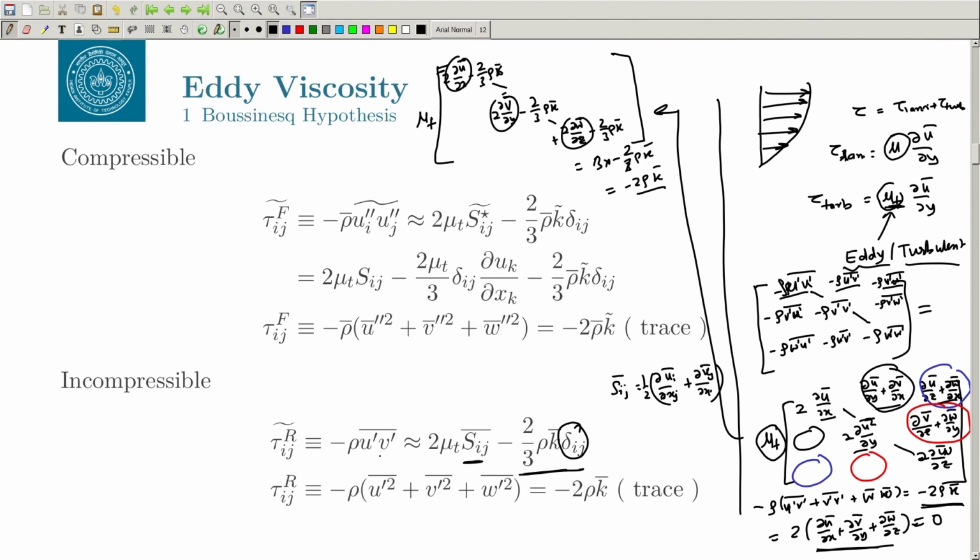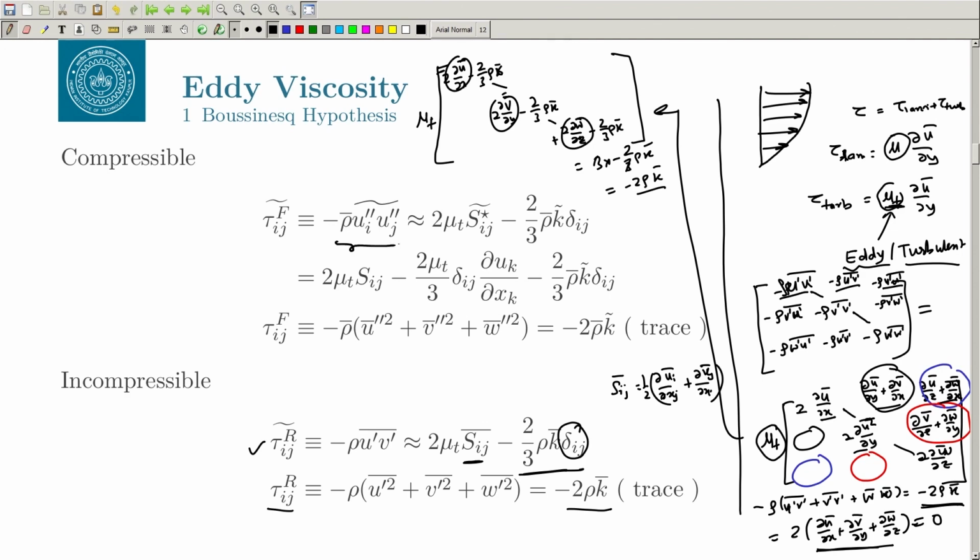So, we got the value of the Reynolds stress here for the incompressible flow, and it is also consistent because if you take the trace of this, you are getting the correct value. Now, the same thing you can think for the compressible flow also. So, it is very similar to the incompressible flow.